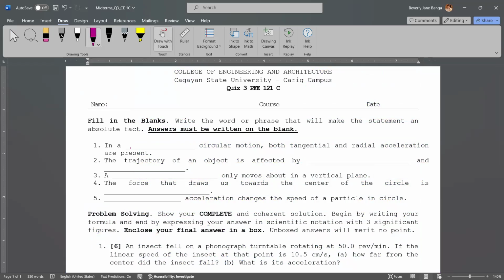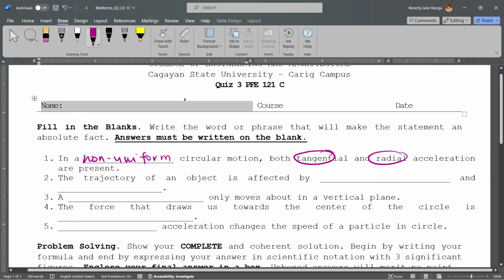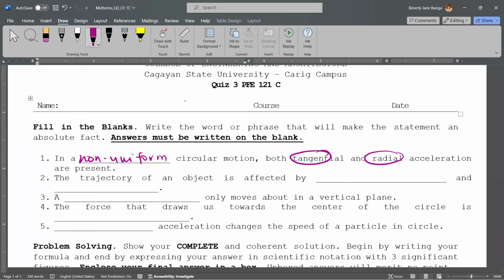Number 1, in a blank circular motion, both tangential and radial acceleration are present. So, here, you have tangential and radial. This is your non-uniform circular motion. Next, the trajectory of an object is affected by, I want complete words here, because the question is very easy. This is simply initial velocity and acceleration due to gravity. Next, a blank only moves in a vertical plane, so this is simply projectile.